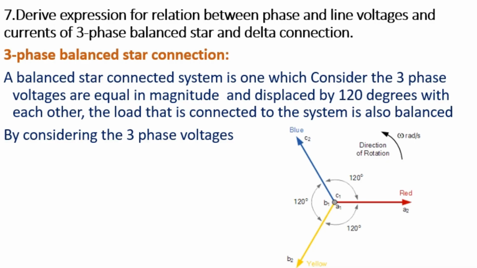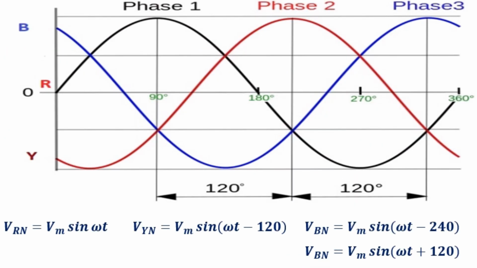The three-phase voltages have the waveforms VRN, the R phase, Y phase as well as B phase. VRN equals Vm sin omega t, VYN equals Vm sin omega t minus 120, VBN equals Vm sin omega t minus 240, or we can write it as VBN equals Vm sin omega t plus 120. These are the three-phase voltages.